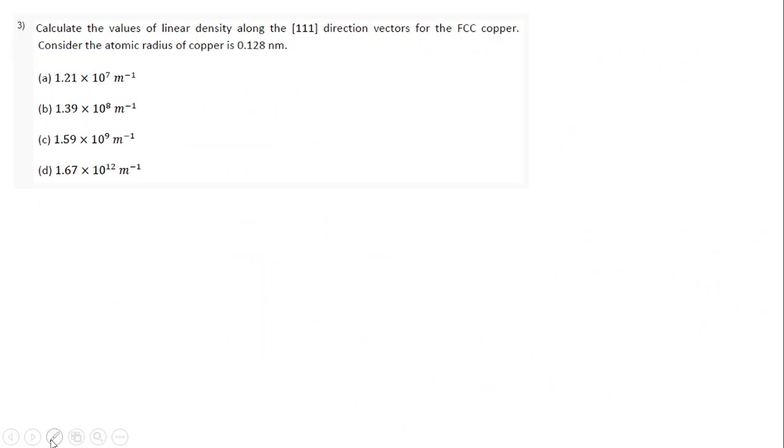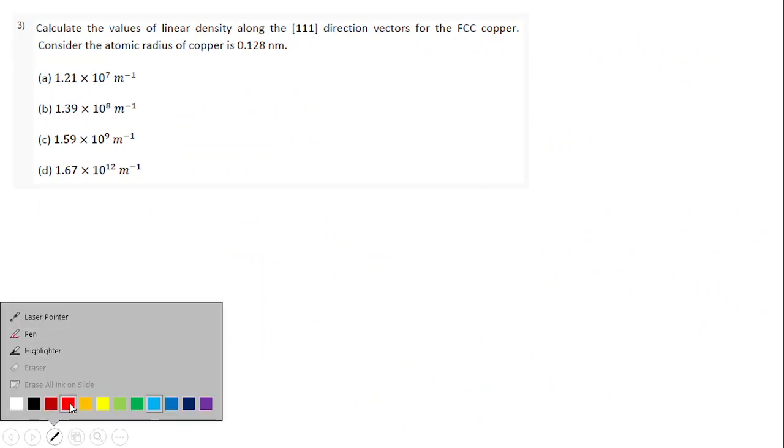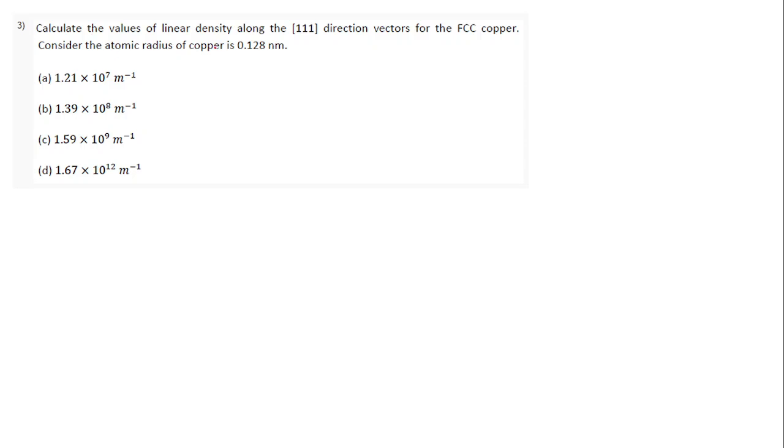Next question. Calculate the value of linear density again along the 111 direction vector for FCC copper, where we have been given that the atomic radius of copper is 0.128 nanometer. Till now we were finding the values in terms of the variable R, the radius. Now we have been given the value of that radius also, so that we can finally tell the actual magnitude of the linear density.